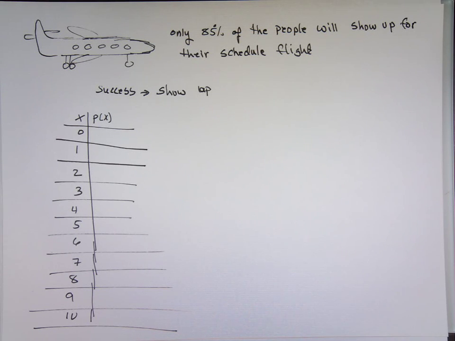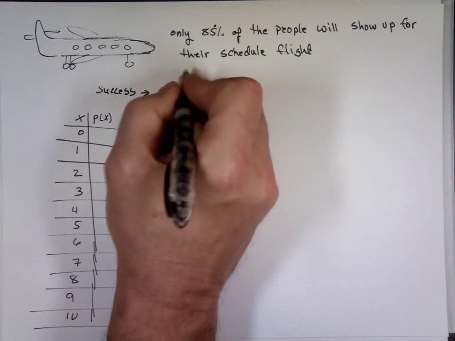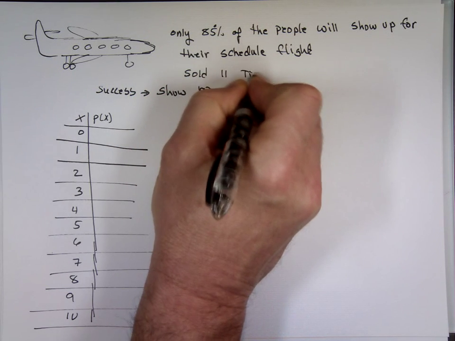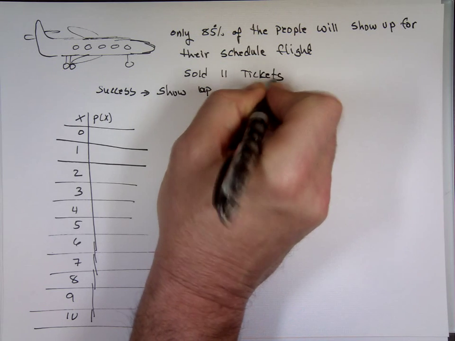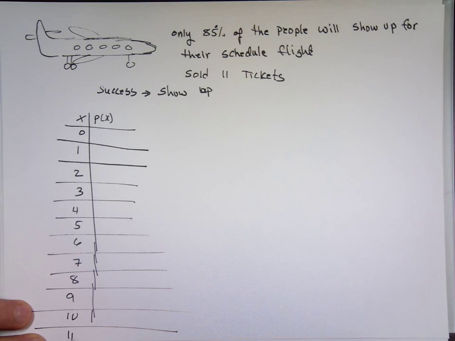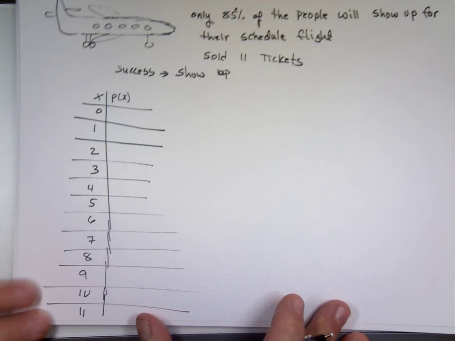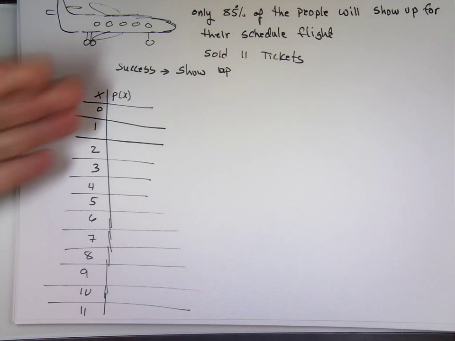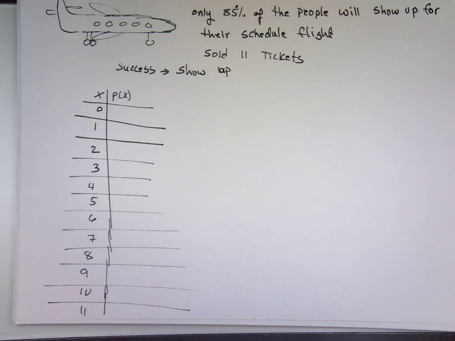Well, if you sell 11 tickets, how many people will show up? It could be up to 11, right? So let's say we sold 11 tickets. Let's see the chance that all 11 will show up. So your count goes from 0 to 11, and we're going to find the chance of each happening. The chance nobody will show up for that flight, assuming they're different people, is almost 0.